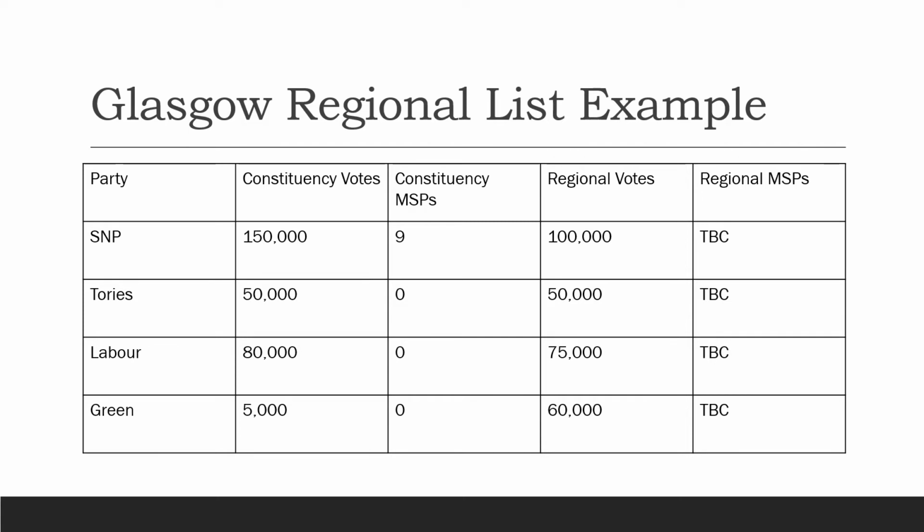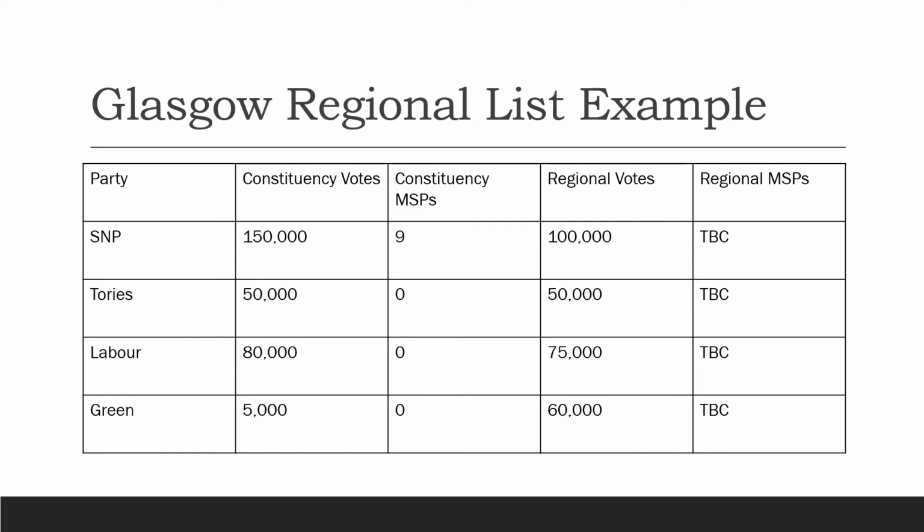Now, the regional votes that I've put on this graphic here are not accurate to the election. I just wanted to use big whole numbers to make it easier to work through an example. It is, however, true that in 2016 the SNP did win 9 constituency MSPs. And it is also true that Glasgow has 7 regional MSPs up for grabs. So, how does Glasgow determine who gets the regional spots?